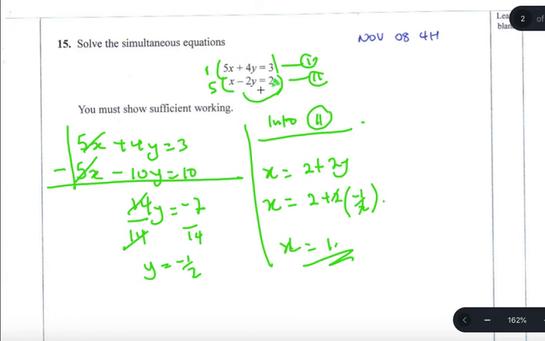We can check them like I've shown you to check. So 5 plus, what is 4 times negative a half? It is negative 2. So 5 minus 2 is 3. You can see that it works. And 1 minus, so here we have 2 into negative a half. So 1 minus minus 1 is 2. Okay, so this works as well. Only simultaneous equations. I hope you are understanding.